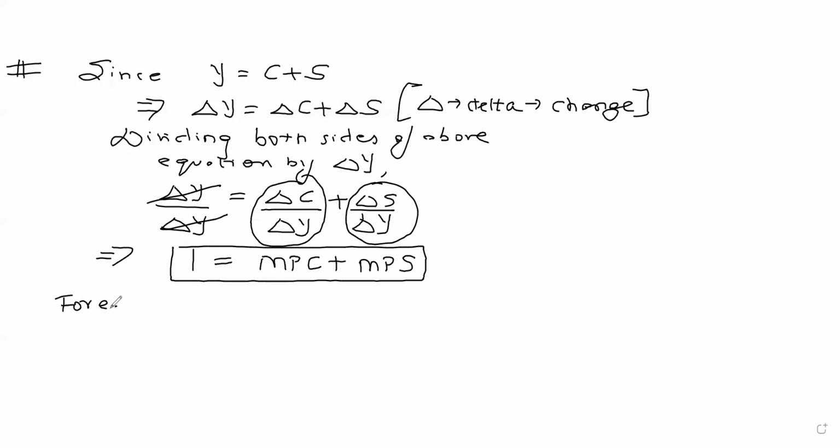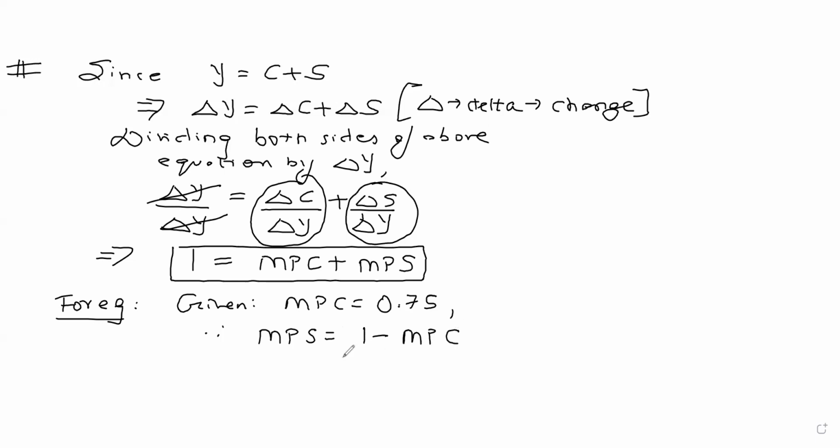So for example, if I am given that my marginal propensity to consume is 0.75, how do I interpret it? If my income goes up by $1, my consumption goes up by $0.75 or 75 cents. Can I calculate MPS? What will MPS be? Therefore, my MPS will be 1 minus MPC, which is 1 minus 0.75, which is 0.25.